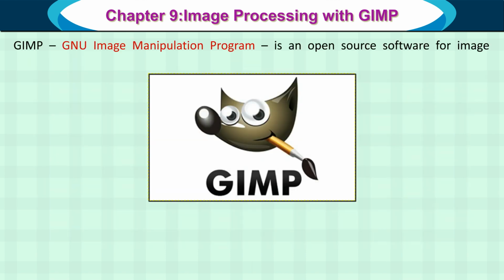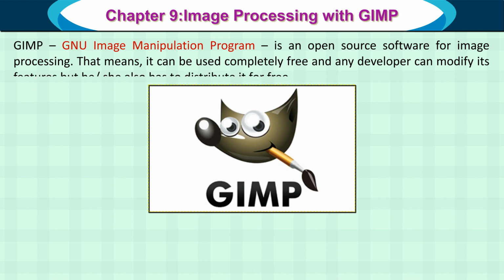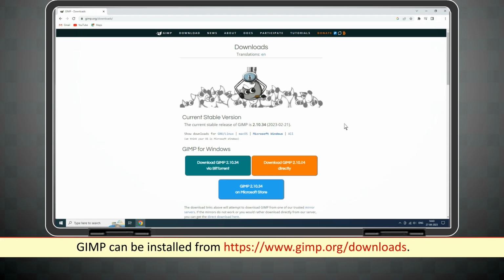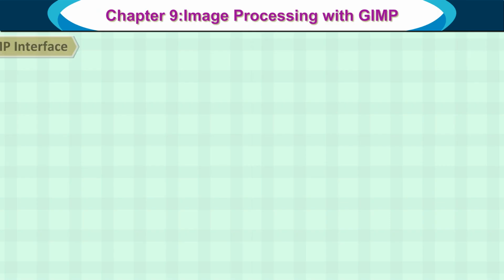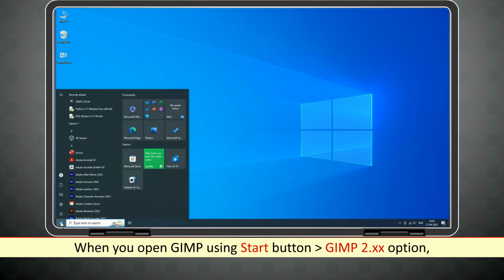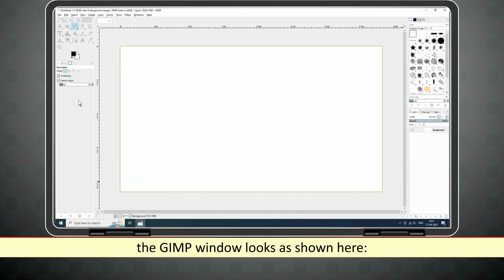GIMP, GNU Image Manipulation Program, is an open source software for image processing. That means it can be used completely free and any developer can modify its features, but he or she also has to distribute it for free. GIMP can be installed from https://www.gimp.org/downloads. GIMP interface. When you open GIMP using the Start button, GIMP 2.xx option, the GIMP window looks as shown here.